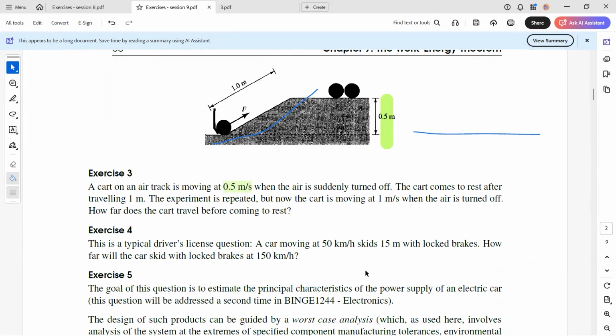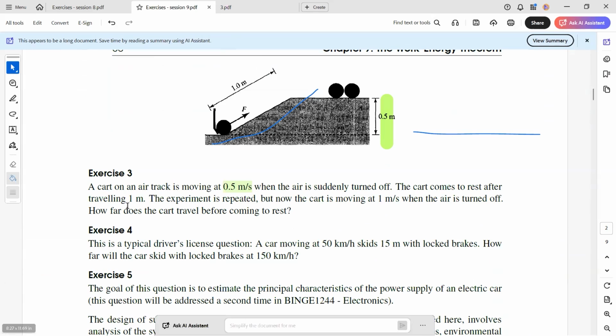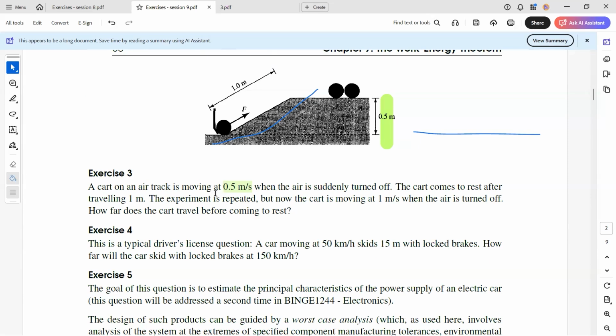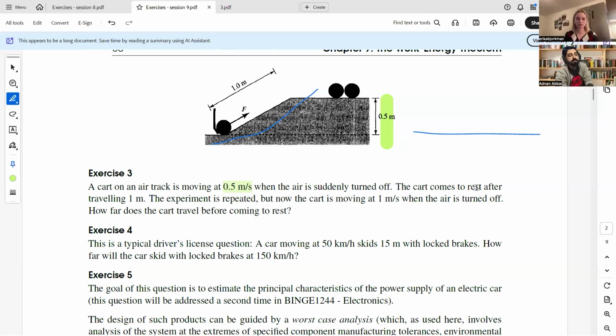Okay, let us discuss question number 3 now. A cart on an air track is moving at 0.5 meter per second when the air is suddenly turned off. The cart comes to rest. What does it mean? Its final velocity is equal to 0, while its initial velocity is 0.5 meter per second. It is traveling 1 meter and coming to rest.